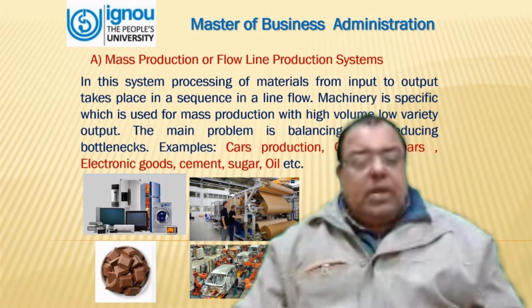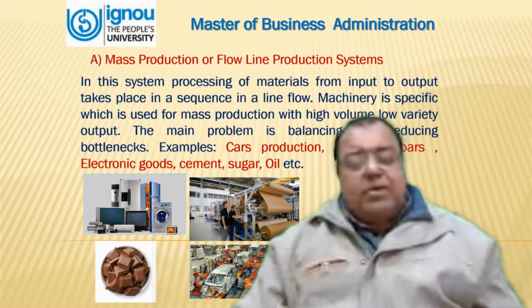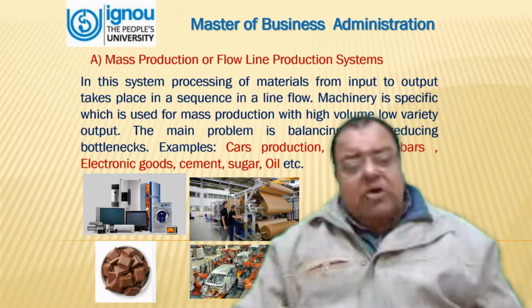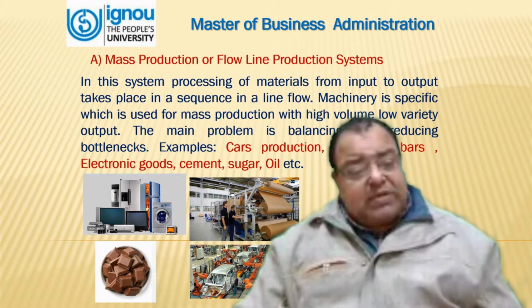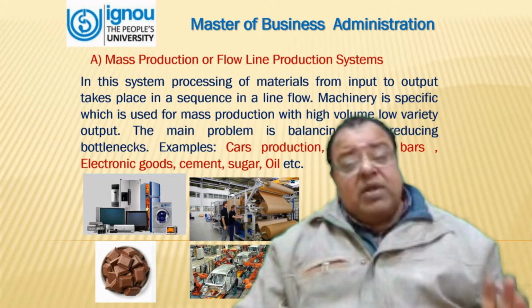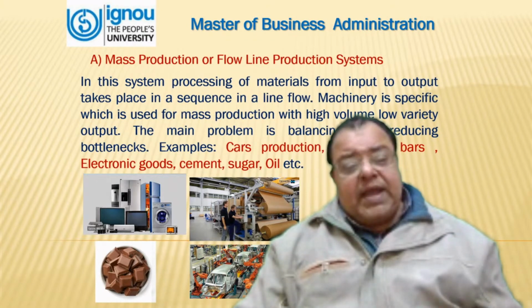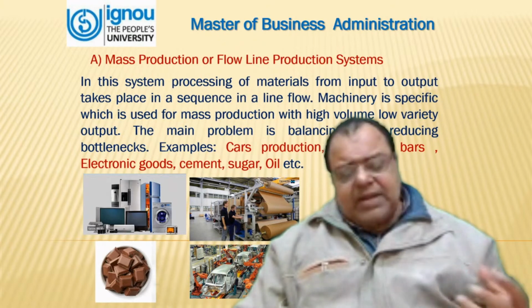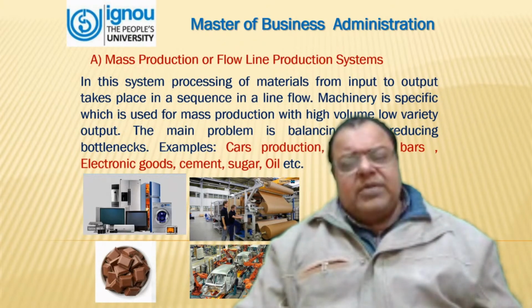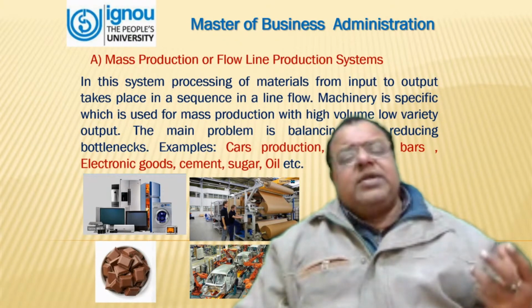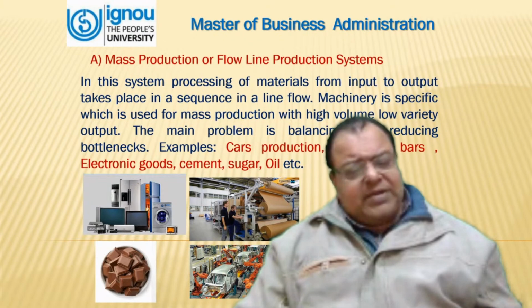In this system, processing of material from input to output takes place in a sequence in a line flow. Machinery is specific, which is used for production with high volume, low variety output. The main problem is balancing and reducing bottlenecks. Examples are car production, chocolate bars, electronic goods, cement, sugar, oil, etc.